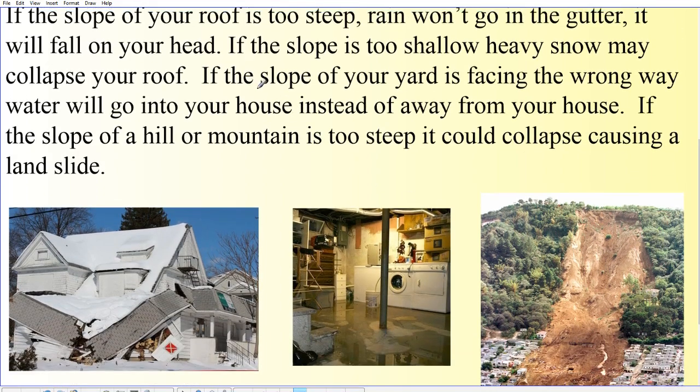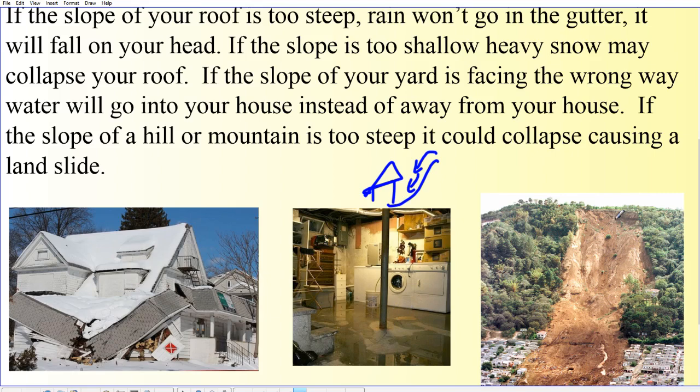If the slope of your yard is facing the wrong way, so if your house is at the bottom of a hill right here and the water is running downhill when it rains, guess where that water goes? That's right, it goes into your house, into your basement, you get wet everywhere.